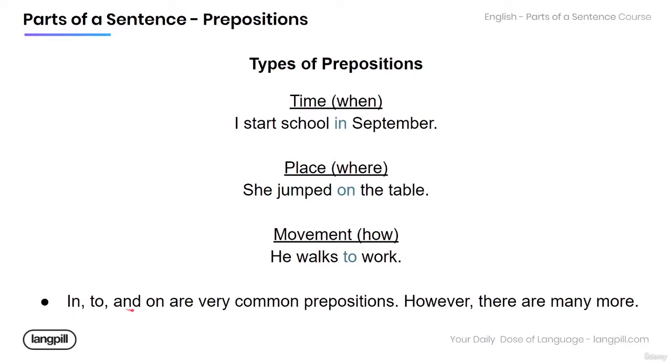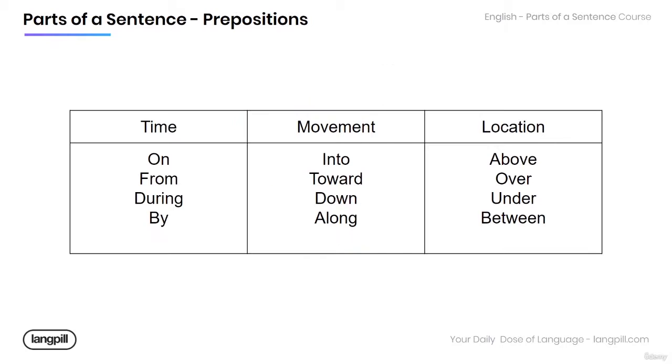So in, to, on, these are very common prepositions, okay? But there are many more. So to really understand prepositions, you have to study many more lessons about them. But again, this is just a parts of speech lesson to show you where in the sentence we use them. So here you can see some examples of other prepositions. So for time prepositions, we have on, from, during, by. For movement prepositions, into, toward, down, along. For location, we have above, over, under, between.